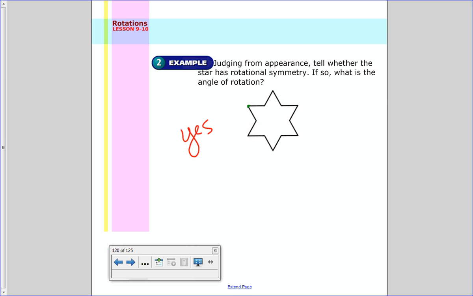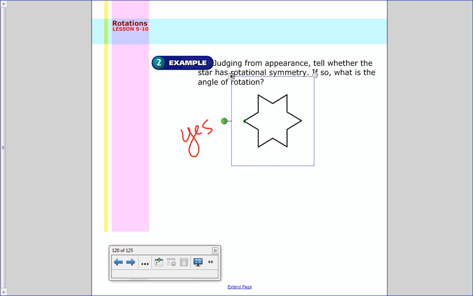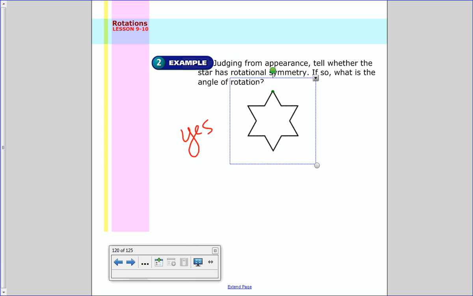Now I just have to decide how many times it would be rotational. So I'm going to start at the beginning. Well, here's 1. If I flip it, there's 2. 3. 4. It looks the exact same. 5 times now. 6 times. And I'm back to the beginning. Woo! Getting a little crazy. So there are 6 times that it has rotational symmetry.